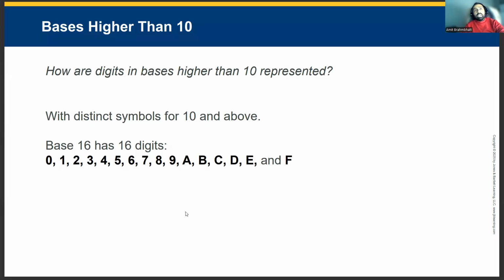Base is higher than 10. When we exceed base 10, we need additional symbols to represent values beyond 9. The most common example is base 16, also known as hexadecimal. Hexadecimal uses digits 0 through 9 and then letters A through F, where A represents 10, B represents 11, and so on up to F, which represents 15.